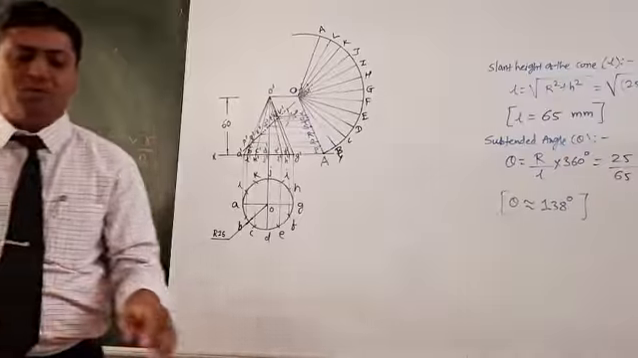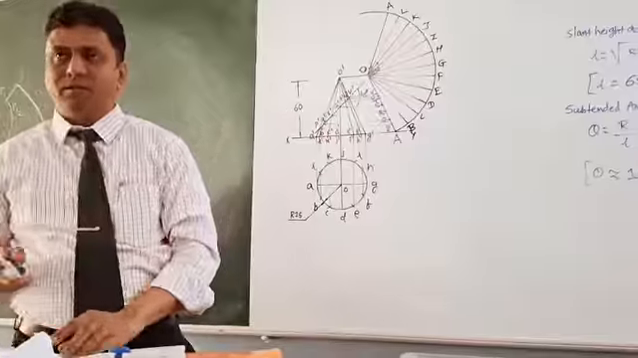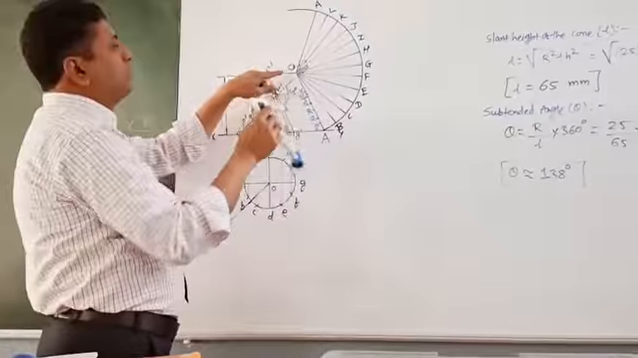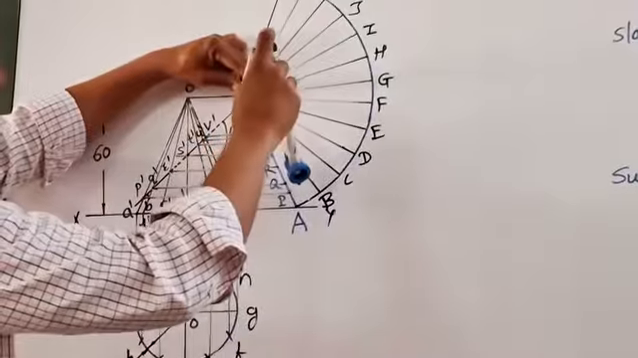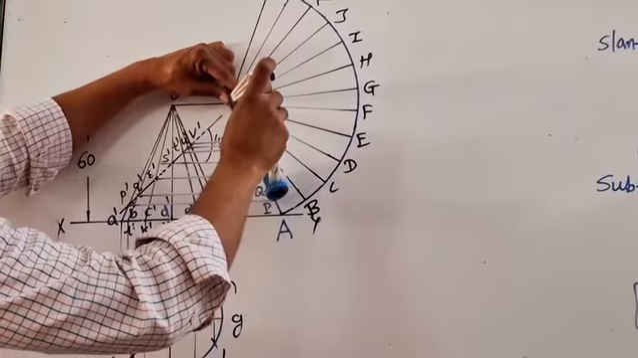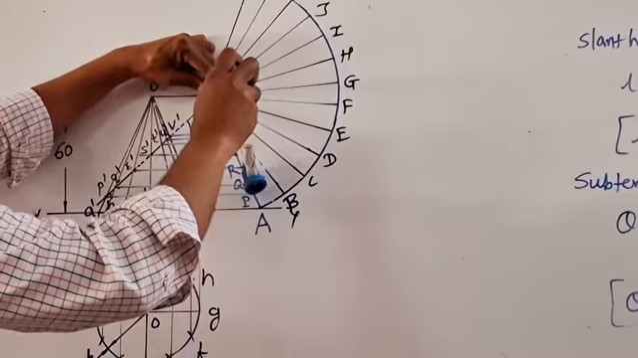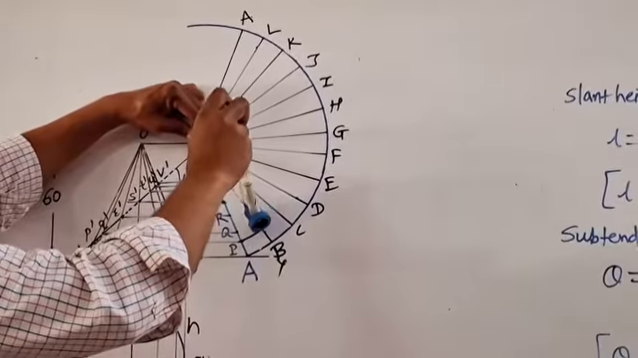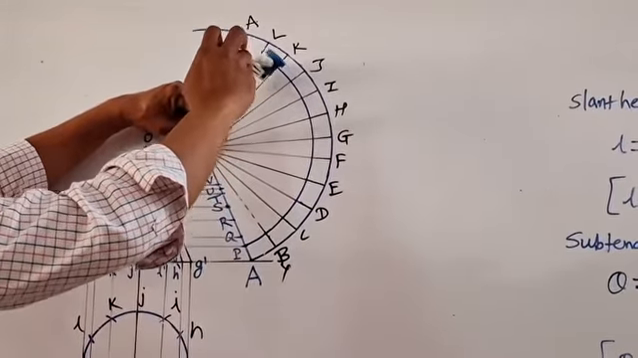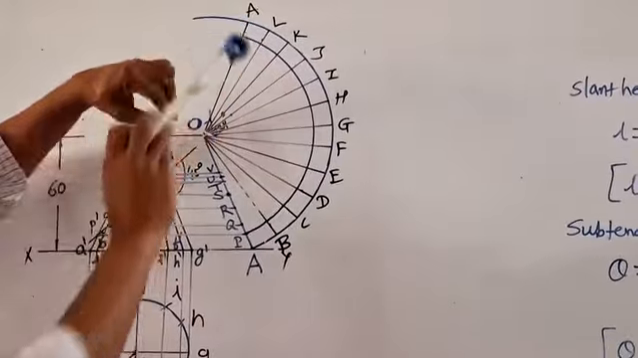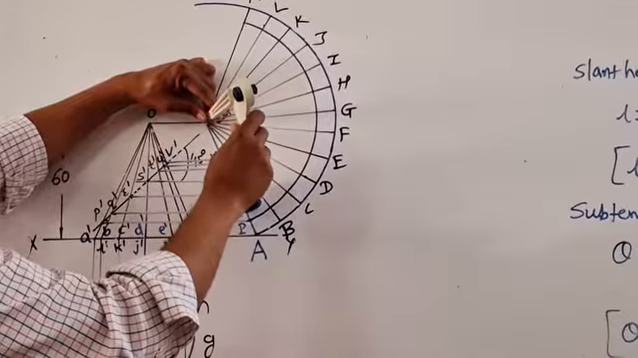Then next important point, what you have to do? Take compass. Take distance in the compass, capital O and capital P. Whatever point you are getting here, correct? Then with the help of center O, draw an arc up to the OA. Understood? Similarly, next take distance OQ.